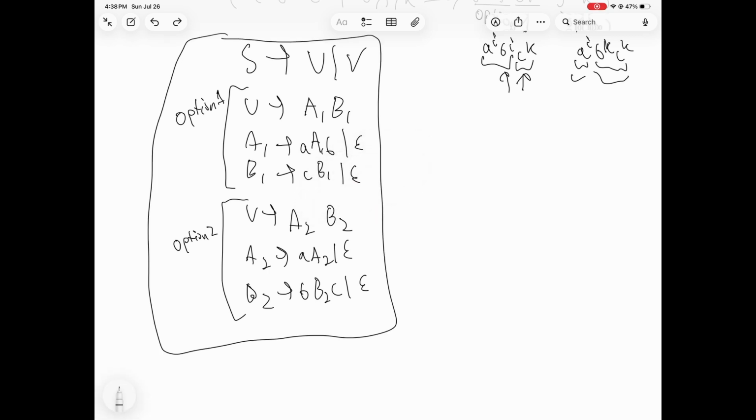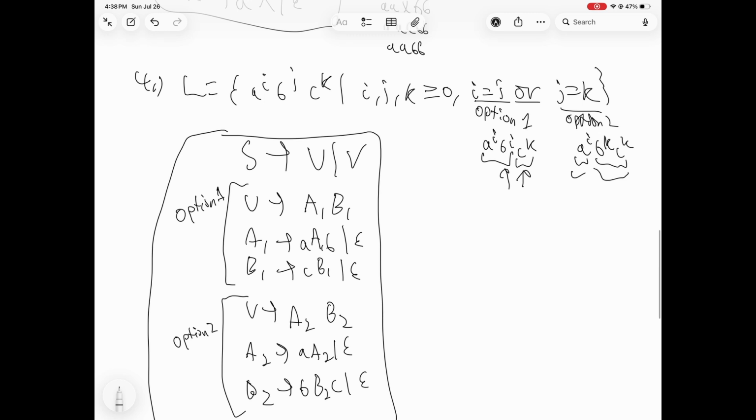So this is going to be the language such that A to the I, B to the J, C to the K, such that I, J, K greater than or equal to 0, and I equals J or J equals K. You could always read commas as sort of an "and", if I've never mentioned it before. That's how I kind of read them.